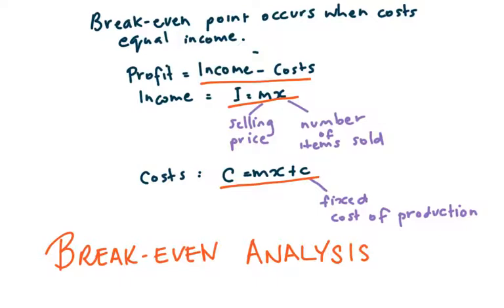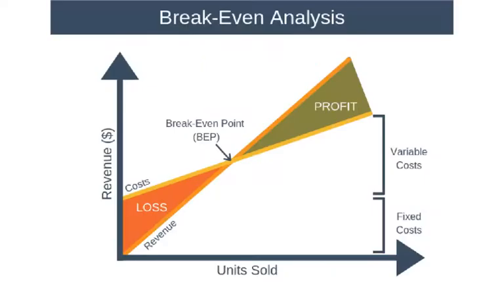So to find the break-even point, we are graphing these two linear equations and we are finding the point of intersection, as seen here. As you can see, there is a line of costs and there is a line of income, which sometimes is referred to as revenue. And the break-even point is the point of intersection. Anything above that point, we are making a profit. Anything below that point, we are losing money.